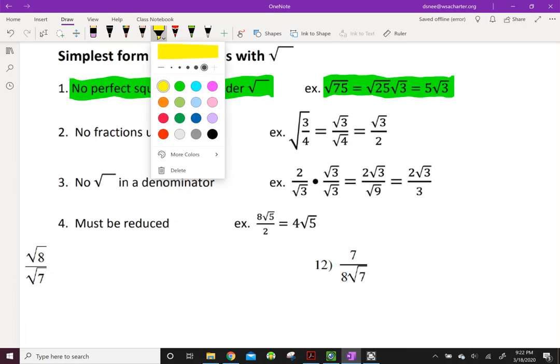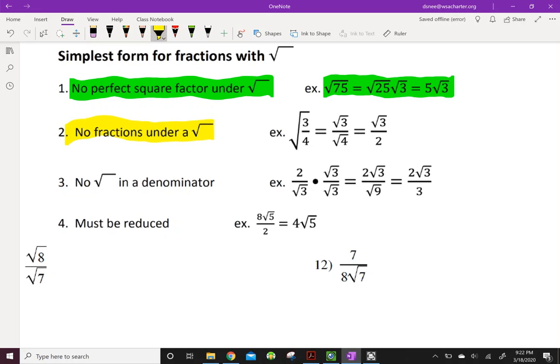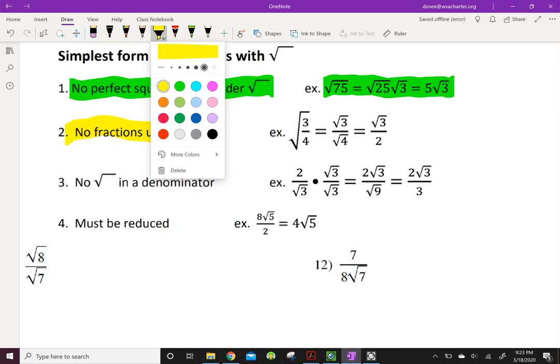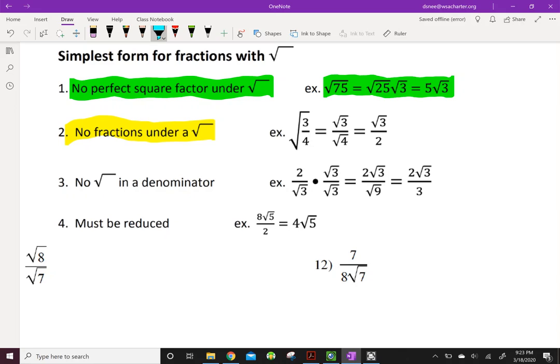We also can't have fractions under a radical symbol. The square root of 3 divided by 4 is equal to the square root of 3 divided by the square root of 4, which is equal to the square root of 3 divided by 2. We can't have a radical symbol in the denominator. If there's a radical symbol in the denominator, we need to get rid of it.